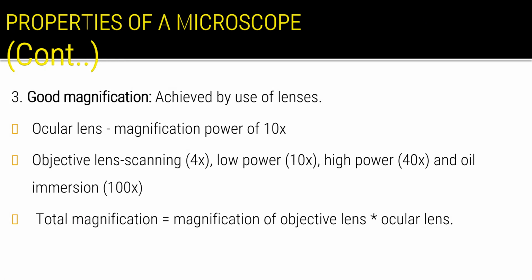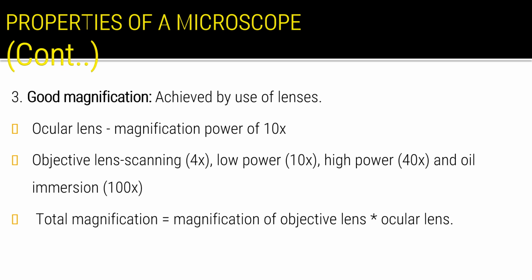Next is magnification. Magnification is achieved by using lenses. We have several types of lenses. The first one is the ocular lens or the eyepiece. The eyepiece is always a 10x magnification lens. Next one is the objective lens. Objective lenses are of several types. You have the scanning lens which is 4x, low power which is 10x, high power which is 40x and oil immersion which is 100x.